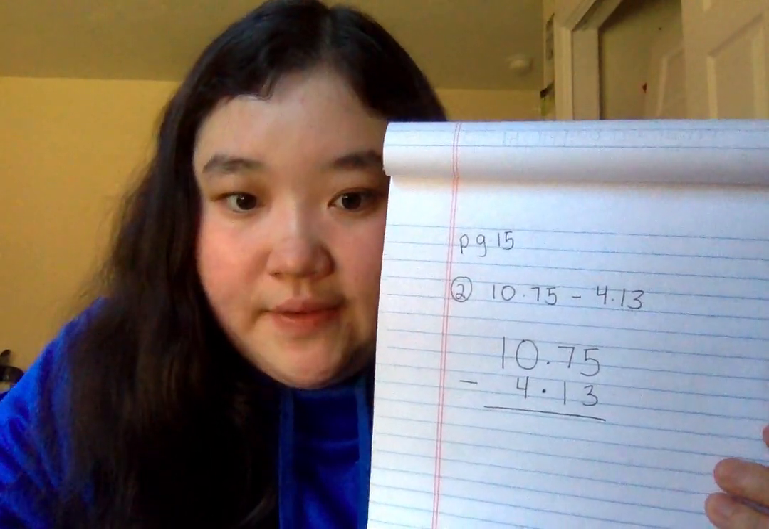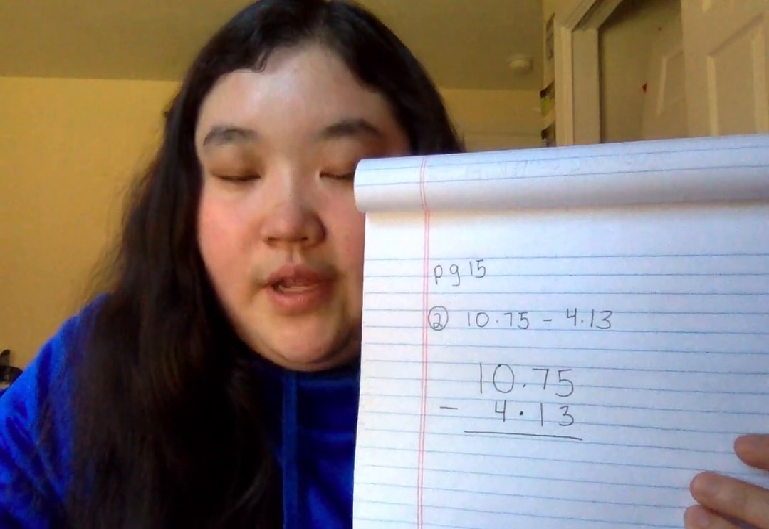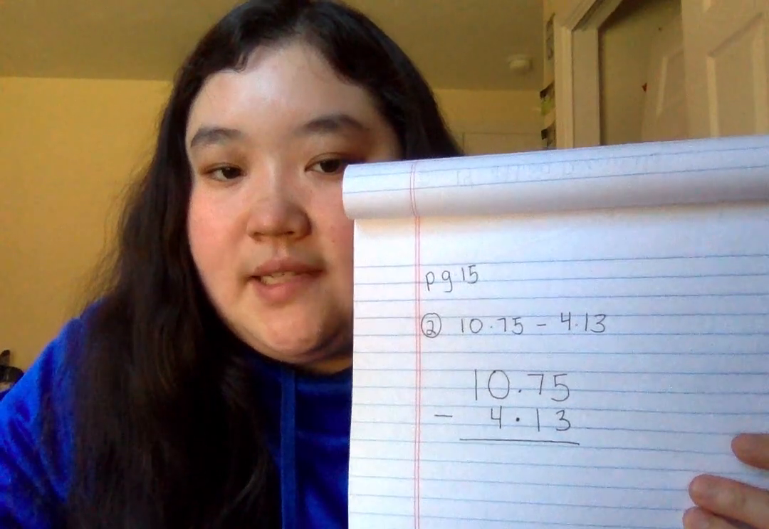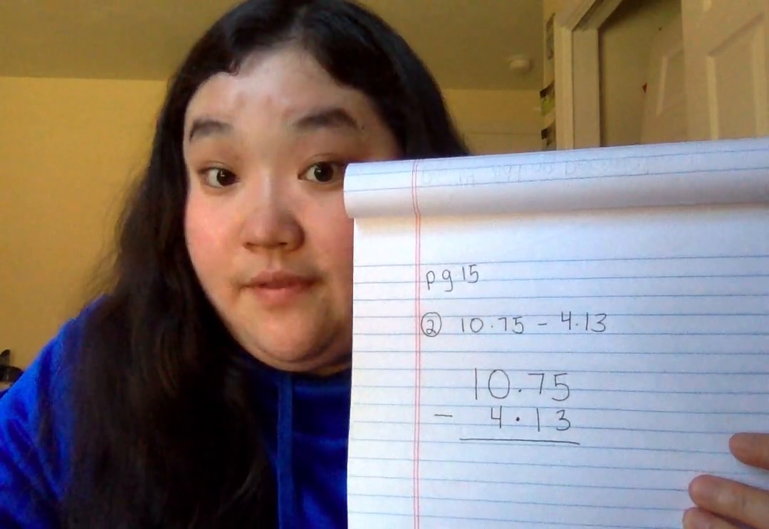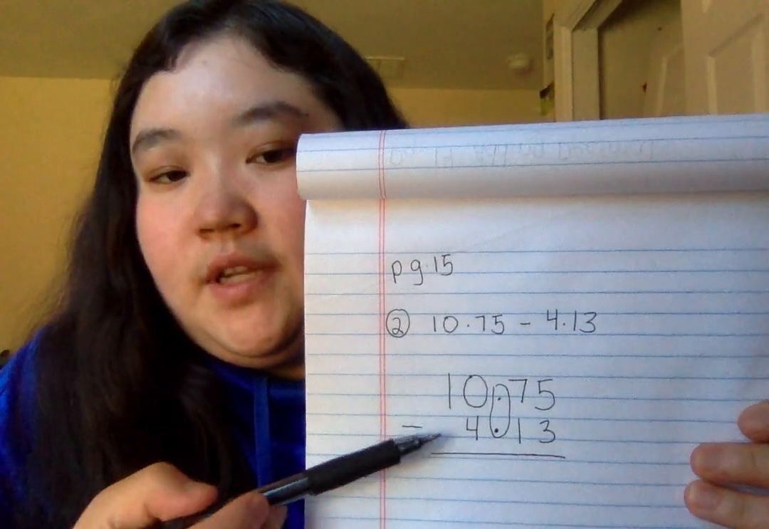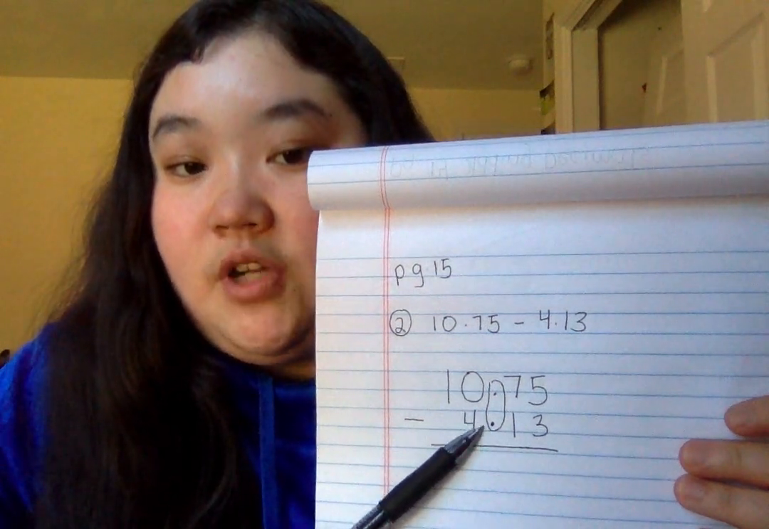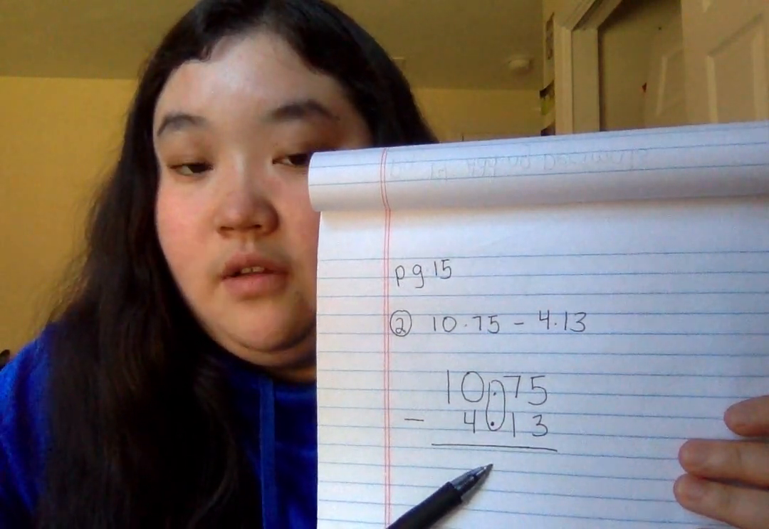I decided to take number 2, which is 10.75 minus 4.13. The very important part of this is that I make sure my decimals are lined up. 10.75's decimal is right above 4.13's decimal. As you can see, I lined them up perfectly, and I'll circle those decimals for you so you can have a visual. I circled them right there for you. This is going to make subtracting really easy because after I'm done subtracting, all I have to do is bring down the decimal in the final answer.